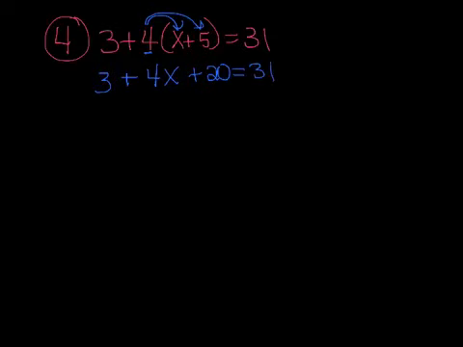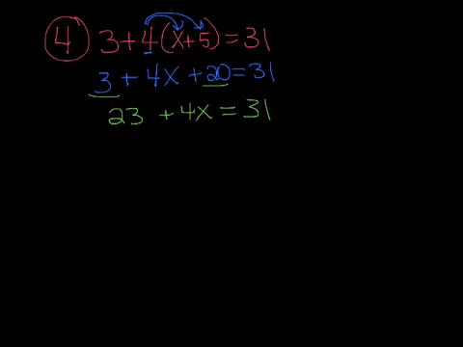Now, if you look carefully on the left-hand side of this equals sign, there are like terms. Even though there's only one thing with a variable, the 3 and the 20 are actually like terms. When you add those two together, you will get 23. From there, you're going to bring down your plus 4x. You bring down your equals 31.